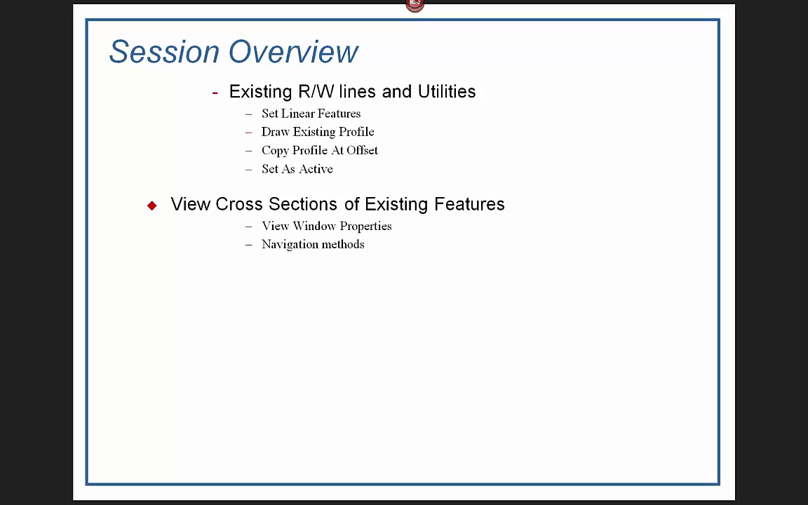And then we'll go into the view cross-section tool and look at the existing features from a cross-section perspective. I'll show you how you can go in and set the view window properties and some of the navigation methods. What we won't be covering today is cutting cross-sections or plotted cross-sections for existing features. That will be covered in another session for creating cross-section sheets, and that's part of the plan development workflow.